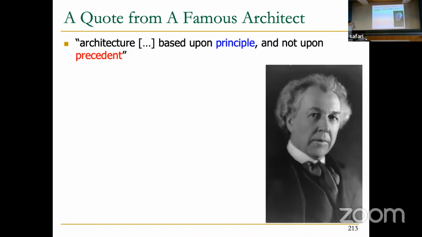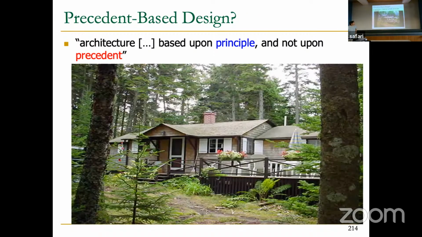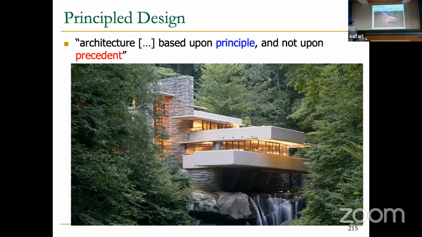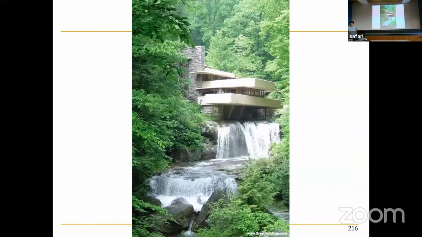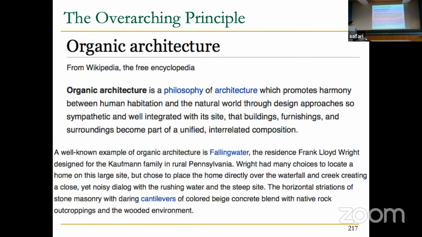The architect who said that is this man here, he's Frank Lloyd Wright, and he applied this to his own work. Instead of creating something like this that is just based on precedent, he created something like this that is based on principle. And here you have another view of it. An overarching principle of his architecture is called organic architecture. It's a philosophy of architecture. So he created his designs, his buildings, following some principles.